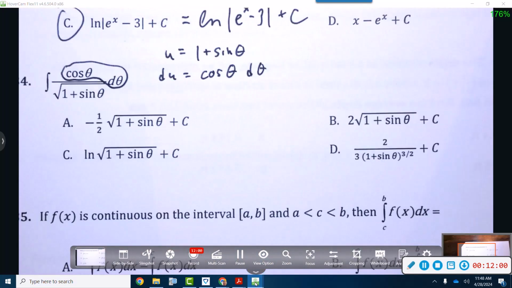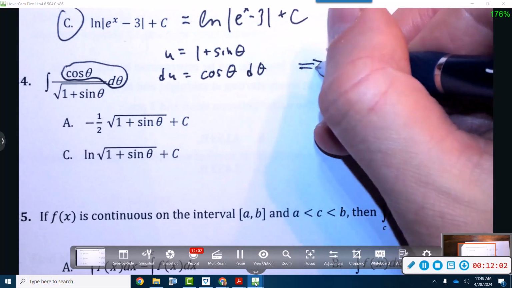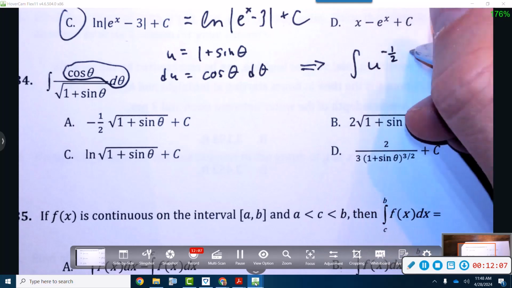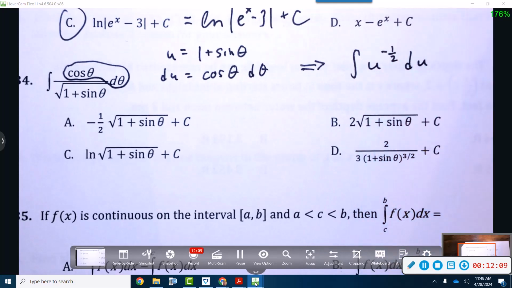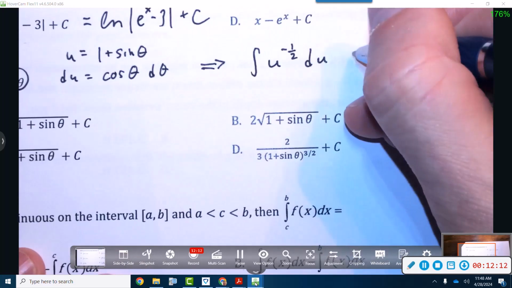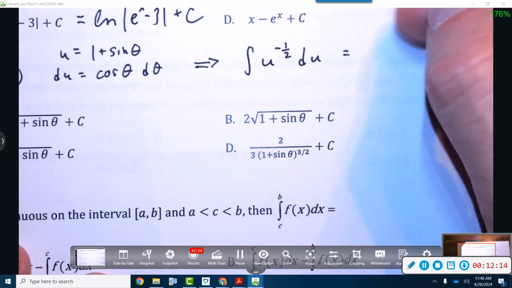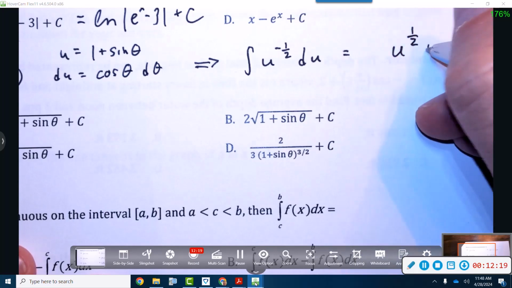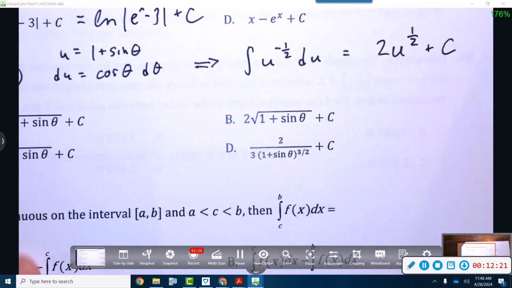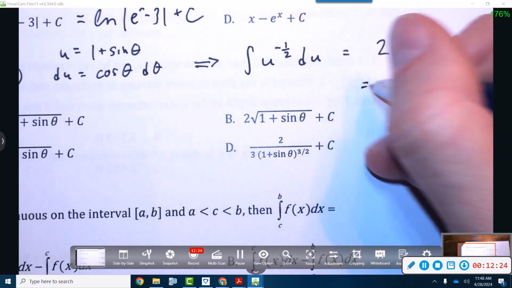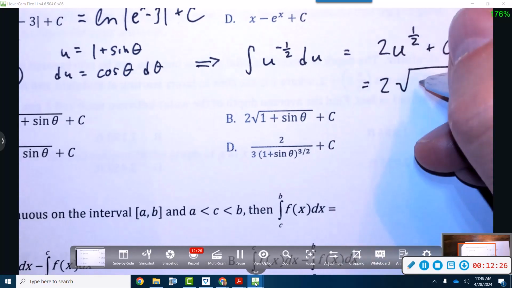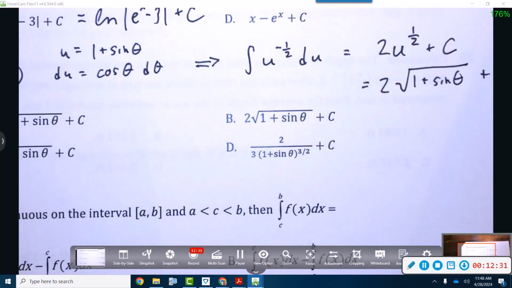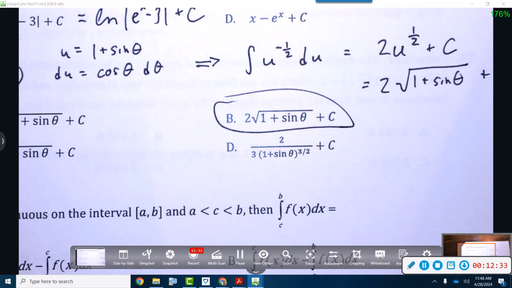So it looks like I have the integral of u to the negative 1/2 du. Okay, so moving forward with that, I'm going to add a degree, and that would give me u to the 1/2 plus c, but I also have to have a 2 in front there. And so now 2 times the square root of u, which was 1 plus sine theta, plus c. And that is exactly what this guy is right there.